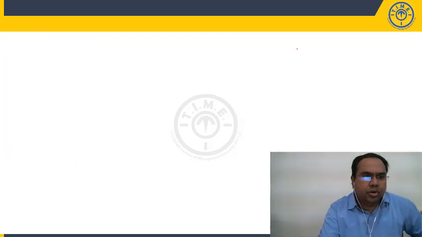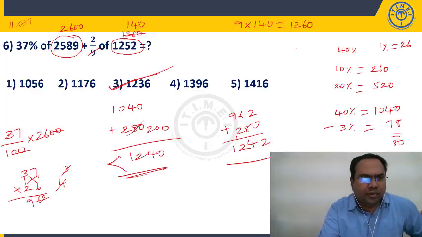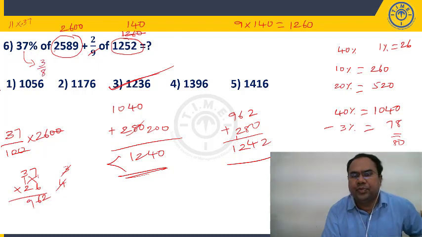Now, one more point. Maybe you can also try this question like this. 37.5% you can take as 3 by 8 also. 3 by 8 is how much? 37.5%.